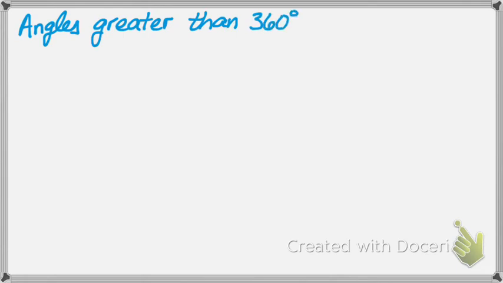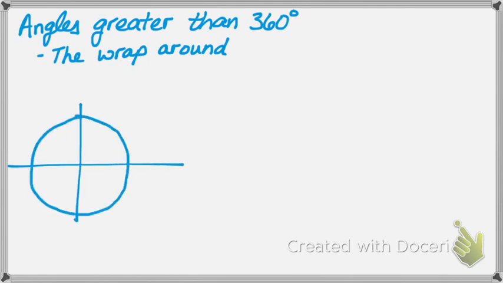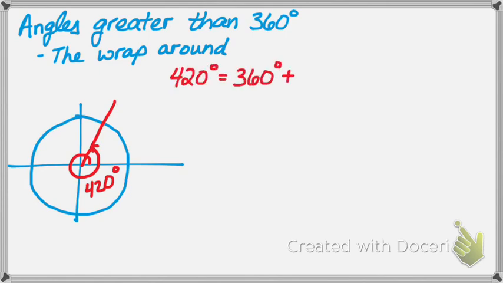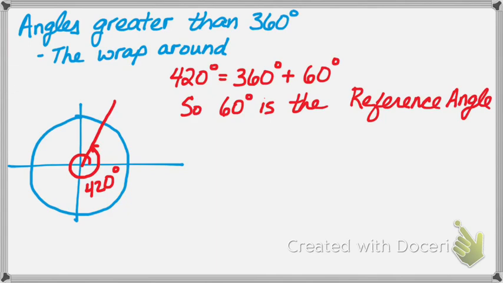We can also find the trig values when the angles are greater than 360 degrees. This just means that our angle is wrapping around the origin. So if I want to draw an angle of 420 degrees, 420 degrees is 360 plus 60 degrees. So we went around the full circle and then 60 degrees more. And so we would say that 60 degrees is the reference angle.